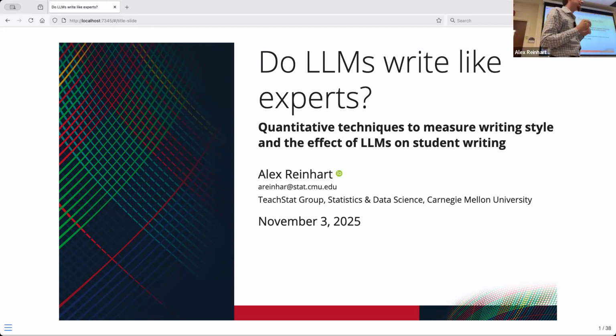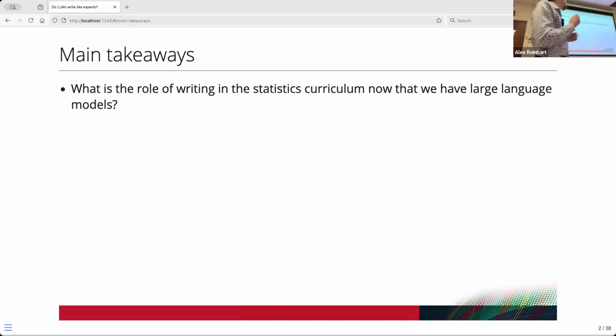Particularly what I'm interested in is the use of writing in our own courses as a way of teaching students about statistics and developing their skills that they might need to use being statisticians. And so, they always say start your slides with the main takeaways for the day. So, the question that I'd like to address is the role of writing in the statistics curriculum now that we have large language models that model writing. And the key takeaway is, I don't know.